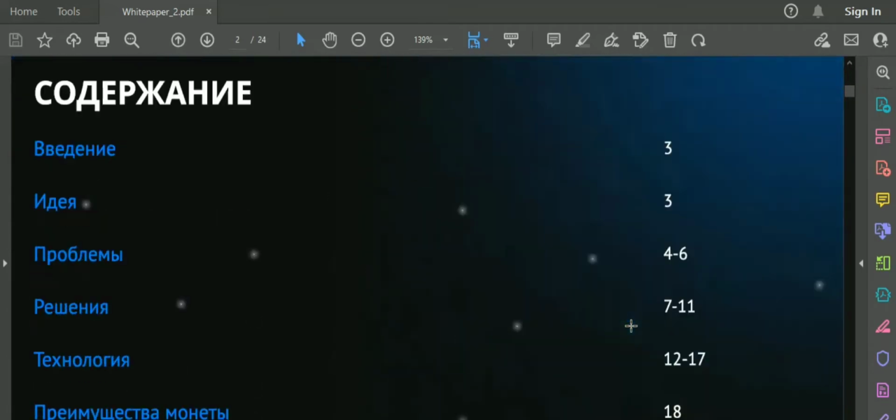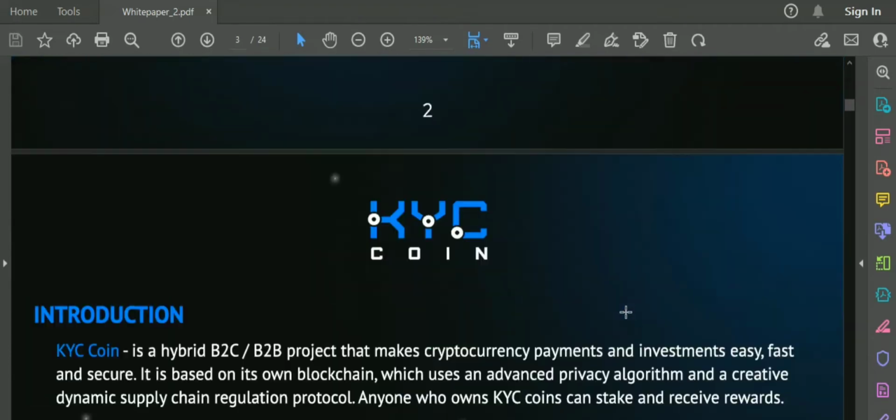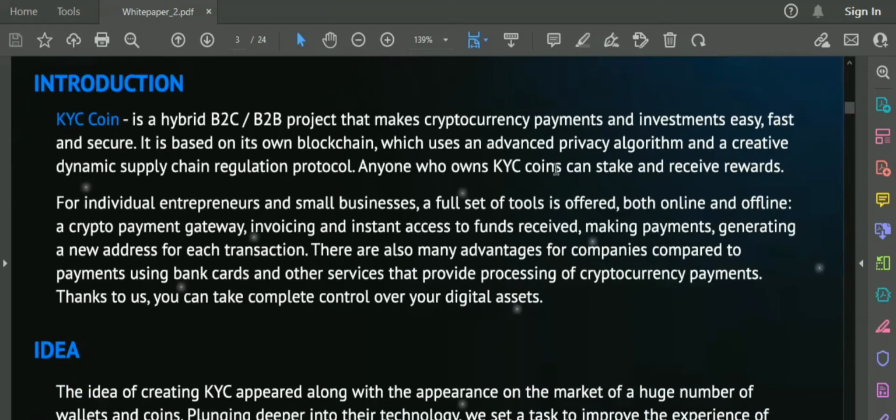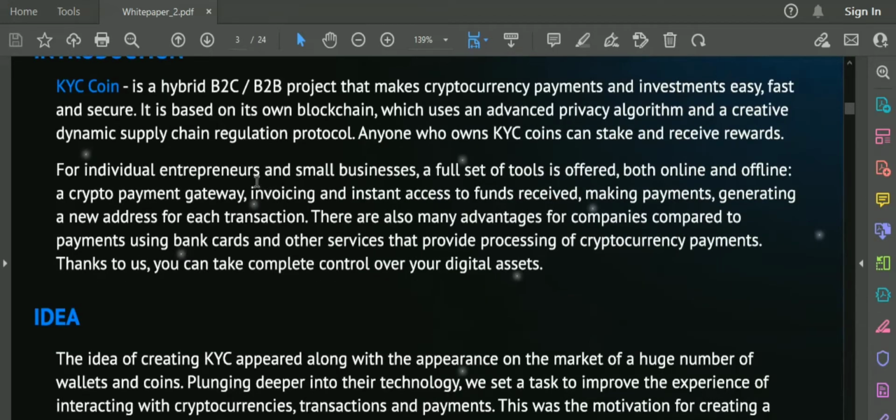Today we are going to learn about the topic KYC coin. KYC coin is a hybrid B2C B2B project that makes cryptocurrency payments and investments easy, fast and secure. It is based on its own blockchain, which uses an advanced privacy algorithm and a creative dynamic supply chain regulation protocol. Anyone who owns KYC coins can stake and receive rewards.